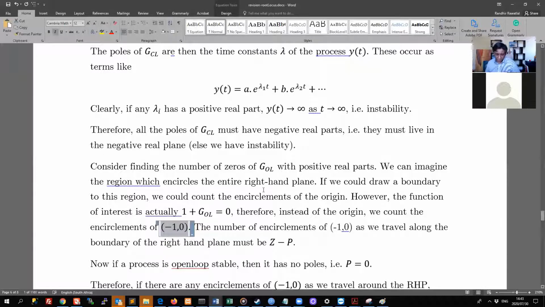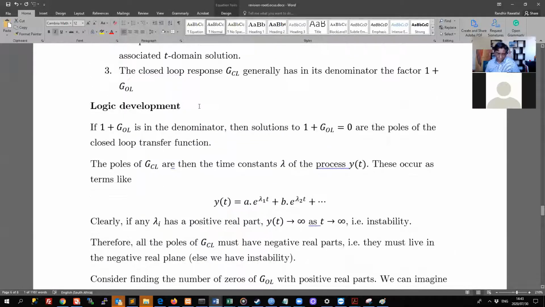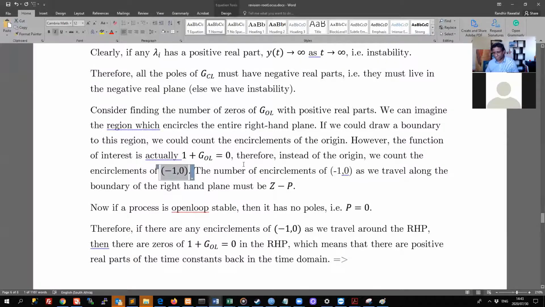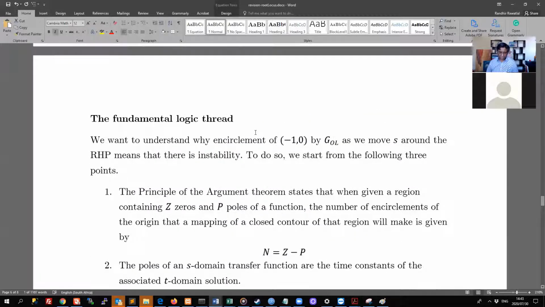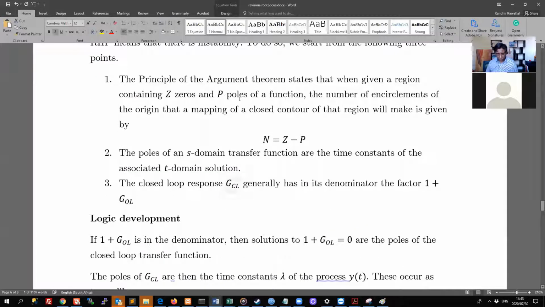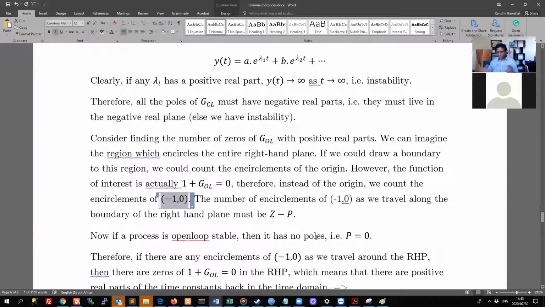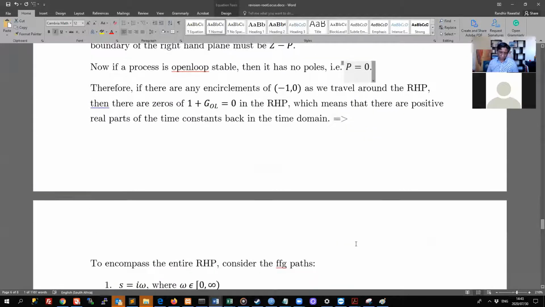Right, so follow this line. I don't fully expect that from this audio explanation all the pieces hang together. And it's useful to draw your own diagrams and try and put things together. But from these basic principles and from these choices, we are able to see why encirclement of -1, 0 means that there have to be zeros of G open loop, which means there are poles of G closed loop in the positive right-hand plane.